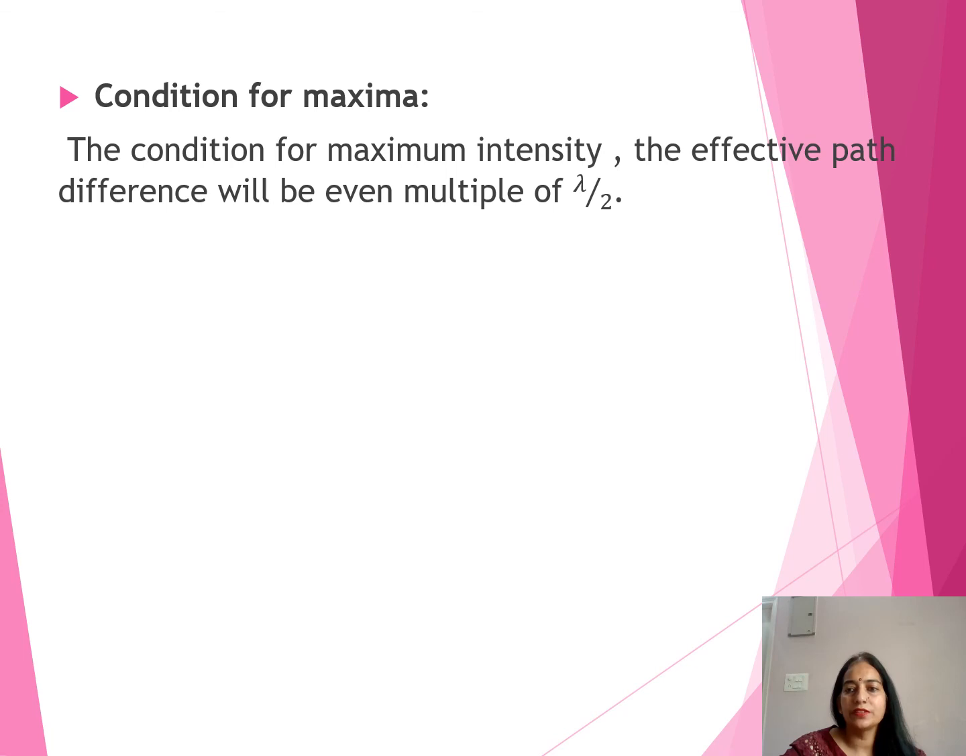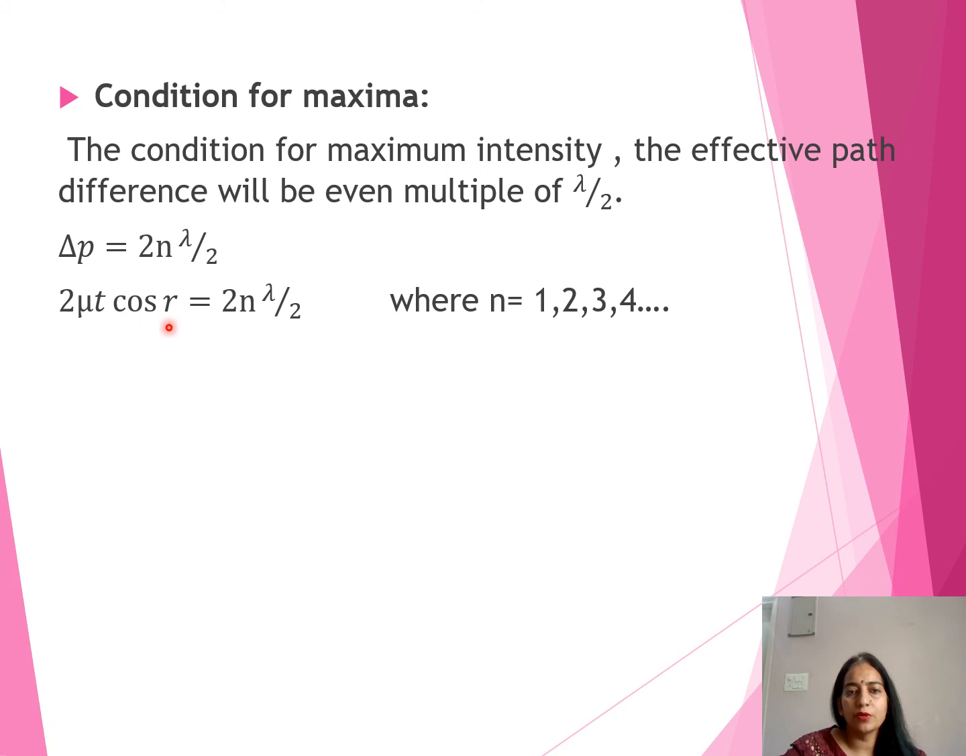Now after the path difference, we apply the condition for maximum intensity and the condition for minimum intensity. For maximum intensity, the path difference should be an even multiple of lambda by 2. So delta P equal to 2n lambda by 2, that is, 2 mu T cos R equal to 2n lambda by 2, where n equal to 1, 2, 3.